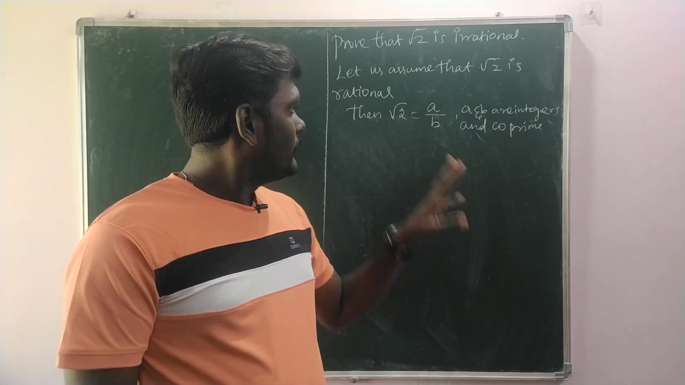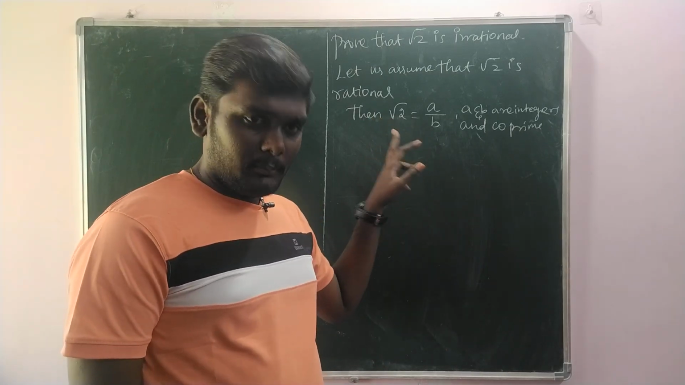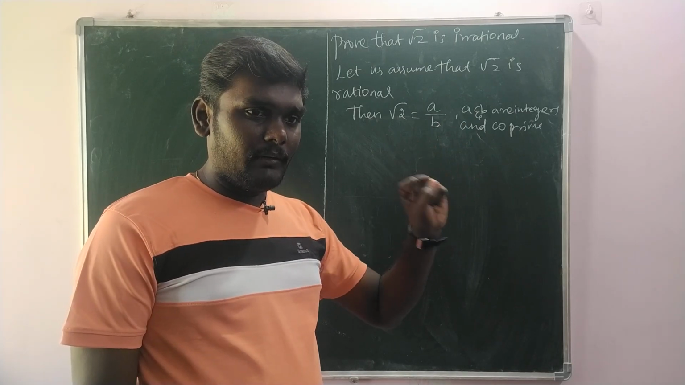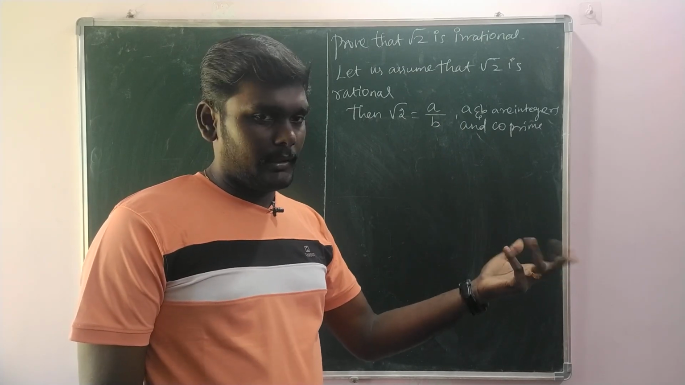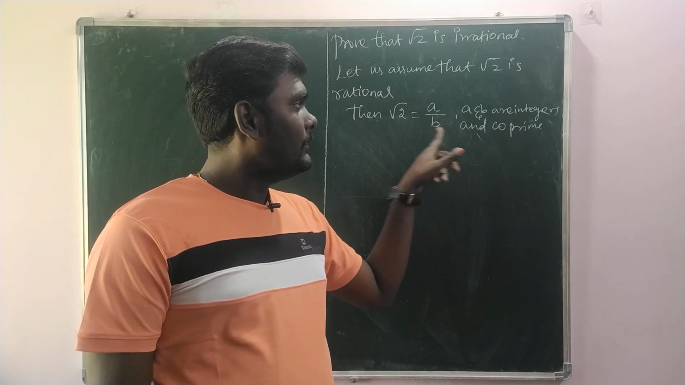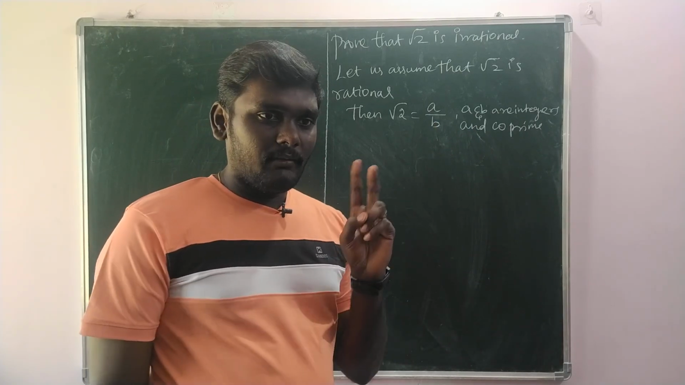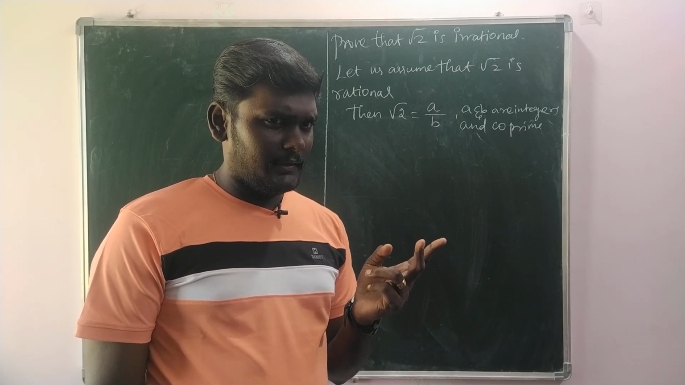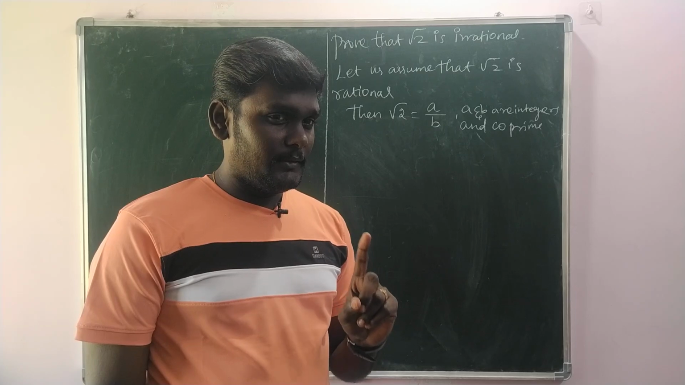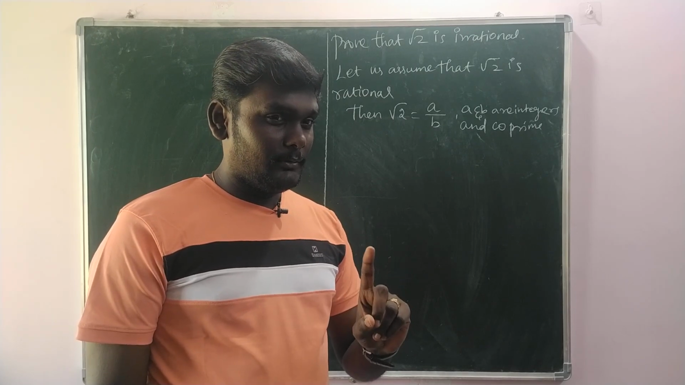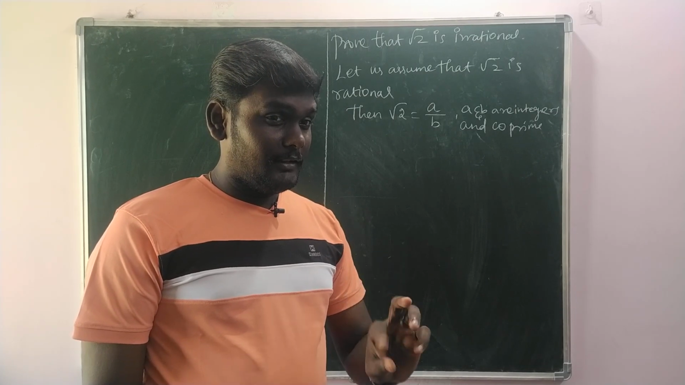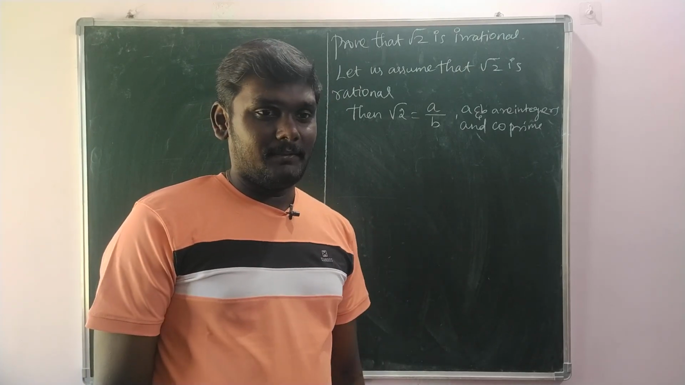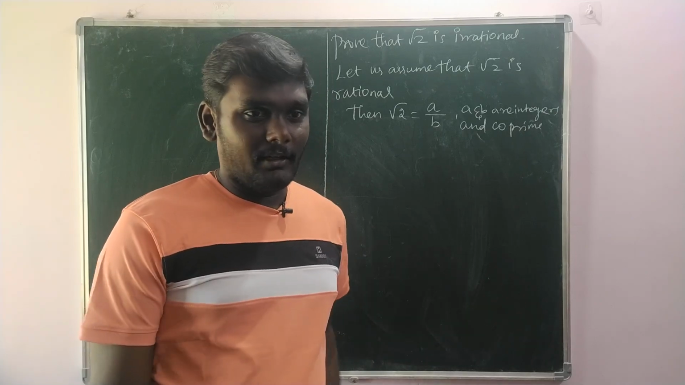Suppose this root 2 is a rational number, then this a and b must be co-prime. If this co-prime factor breaks, it's not co-prime. So what breaks this one? What is the definition of co-prime? We have two numbers. Their HCF is 1. If we are able to prove that a number other than 1 is a factor of both of the numbers, then we say the co-prime factor is broken.